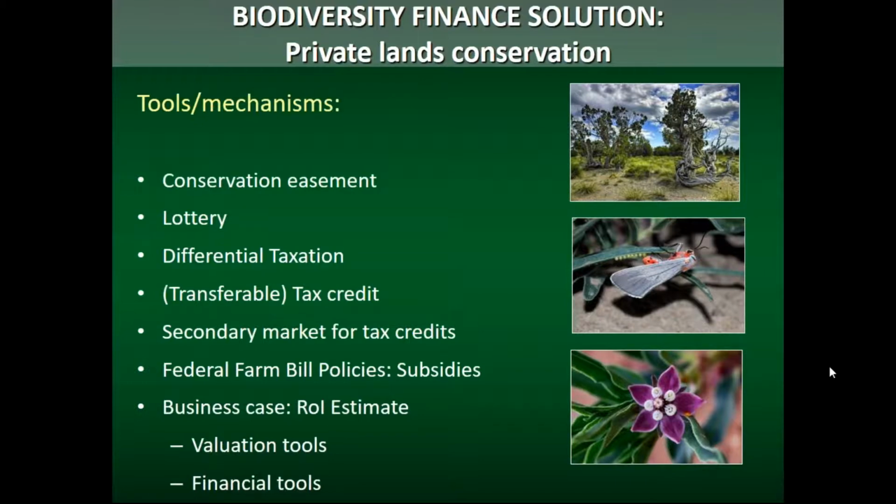We have differential taxation, where agricultural properties are taxed at a lower rate than commercial and residential properties in order to reduce speculation and also in order to maintain open rural lands in agricultural properties. So the incentives there are to keep things in agriculture or open lands if possible.